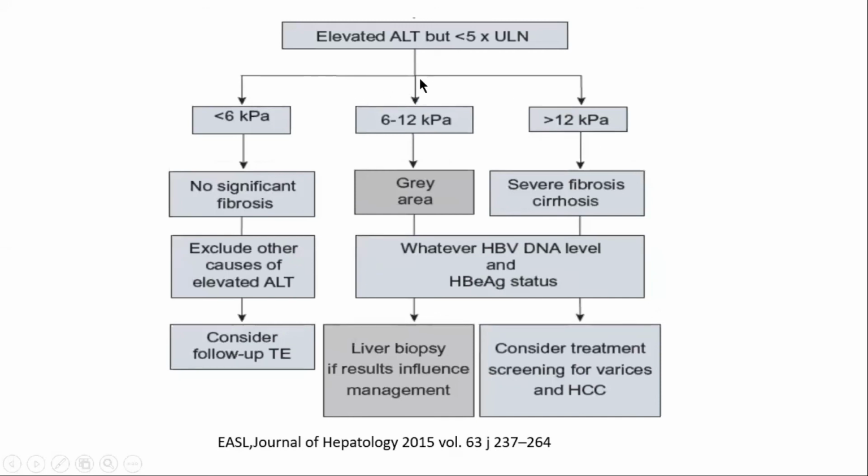If there is elevation of ALT but less than 5 times the upper limit, then if transient elastography is less than 6 kilopascal, we should proceed as before. If it is 6 to 12 kilopascal, then it is in the gray zone, and liver biopsy can be done if it influences the management. If it is more than 12 kilopascal, then severe fibrosis or cirrhosis will be diagnosed, and whatever the hepatitis B DNA level and hepatitis B e antigen status, treatment should be considered, and screening should be done.